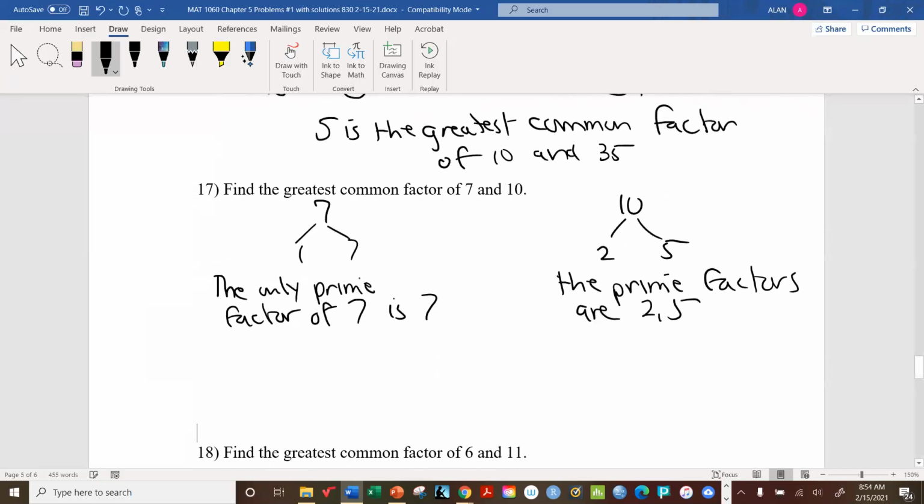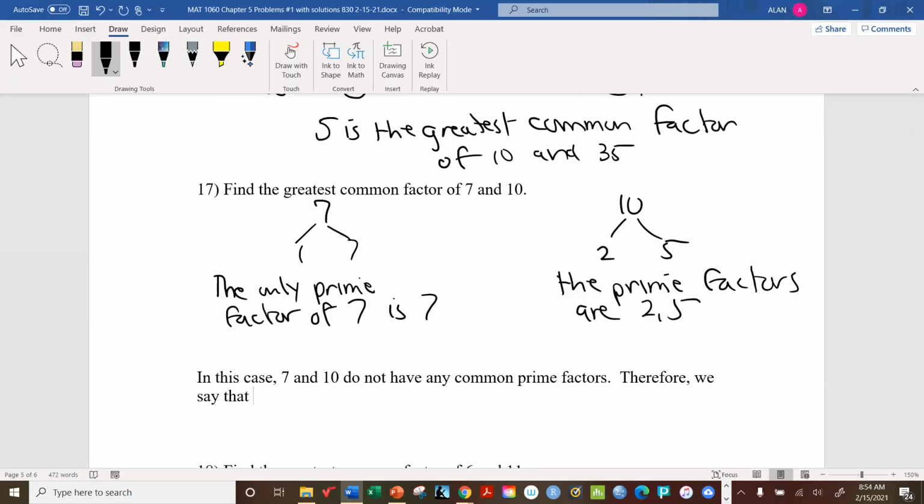All right, this is an interesting result. In this case, 7 and 10 do not have any common prime factors. Therefore, we say that their greatest common factor is 1. Formally, when they have no prime factors in common, they still have a factor of 1. 1 is still a factor, even if it's not prime. So we're going to say that their greatest common factor is 1.